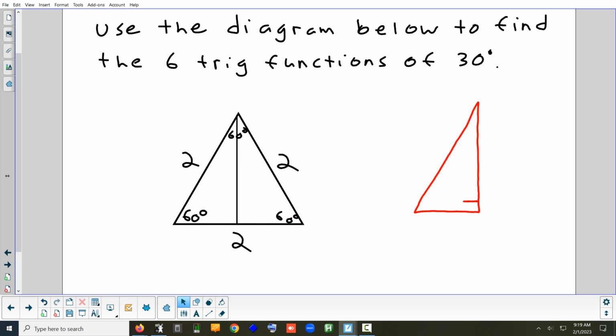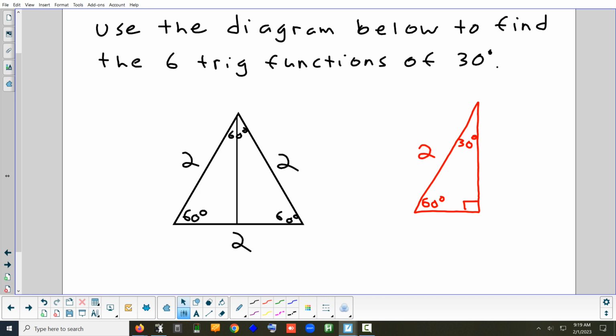Okay, so we know that's 90. How much is the angle in the lower left? Yep, 60. And then the angle at the top would have to be how much? It has to be 30 because we cut this one in half, or they all have to add up to 180. Okay, how long is the hypotenuse in that 30, 60, 90 right triangle? Yep. Okay, we know that's 2.